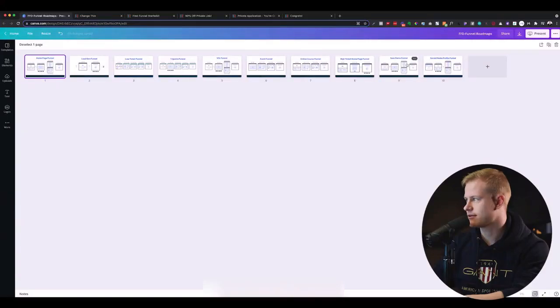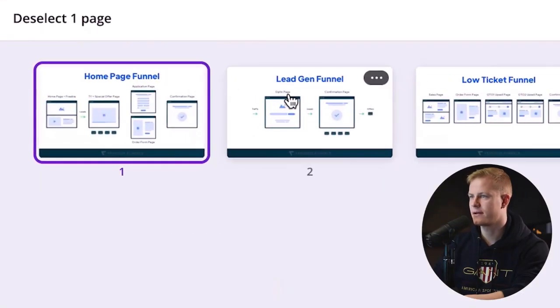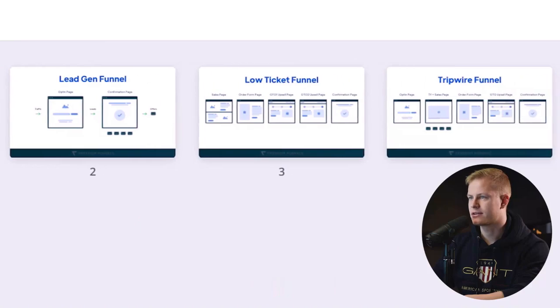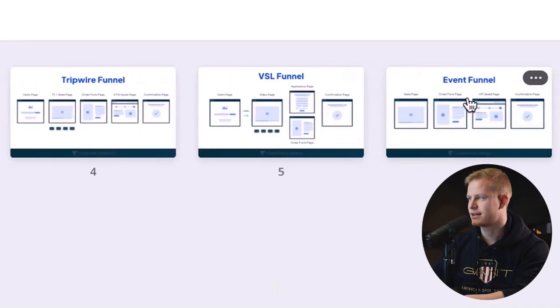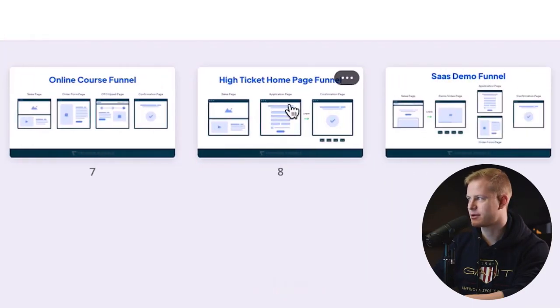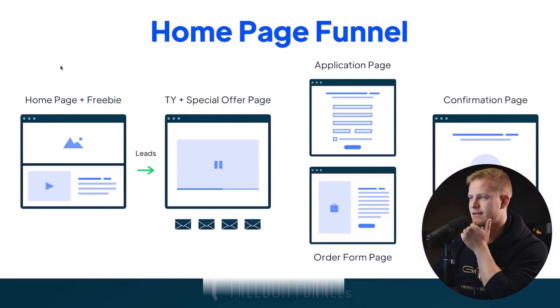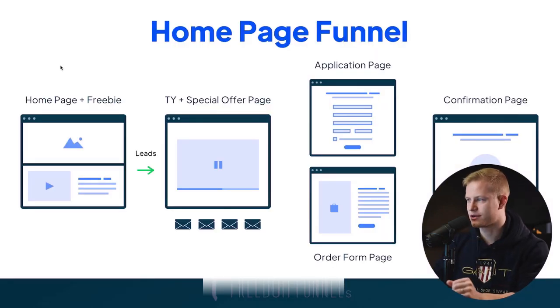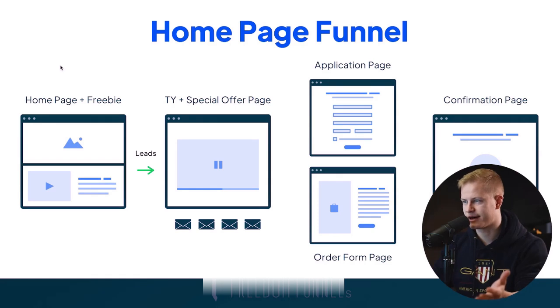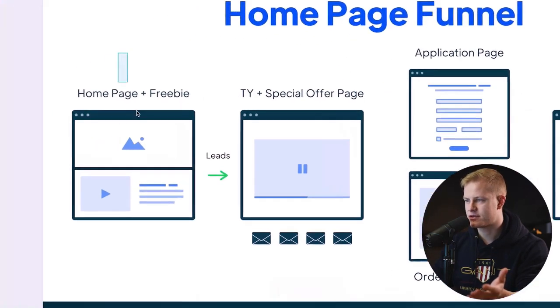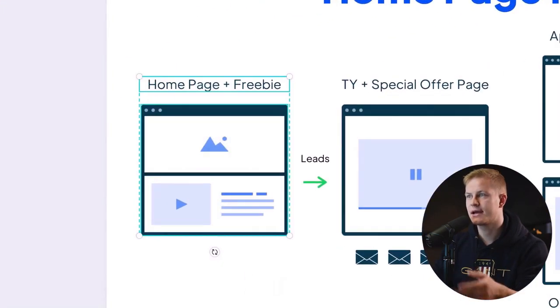I'm going to share my screen and show you 10 different funnel types, from homepage funnel to lead generation funnel, low ticket funnel, tripwire, VSL, event, online course, high ticket homepage, SaaS, and a social media profile funnel. Basically what we have is a homepage funnel with 4 different steps depending on your offer type. So what I mean by that is, first you have a homepage that builds credibility and authority.